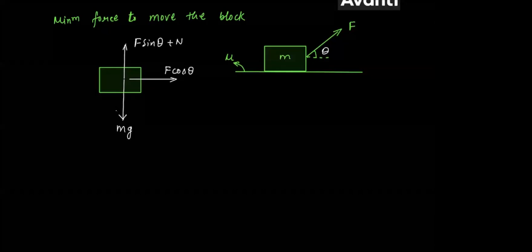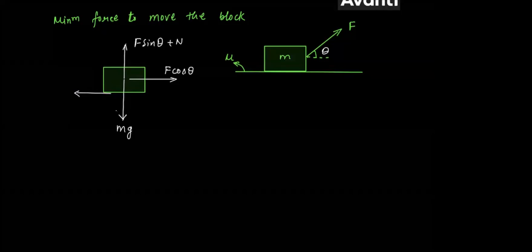All right, so these are the forces that will act on the block. Apart from this, one friction will act. In which direction will friction act? Friction will act in the leftward direction. Now, what will be the magnitude of this friction?